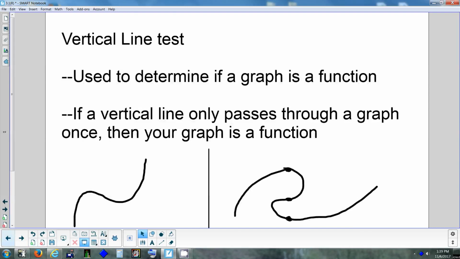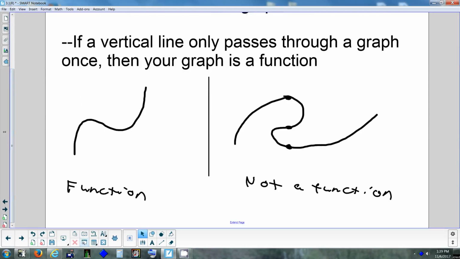So if you put a vertical line in there and it hits it more than once, it's not a function. So how about a circle? It hits twice. So is a circle a function? No, it's not.